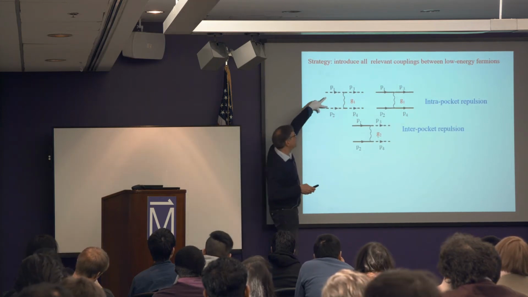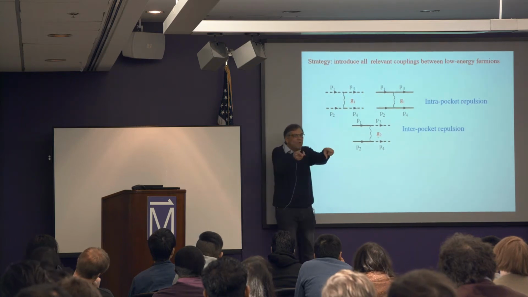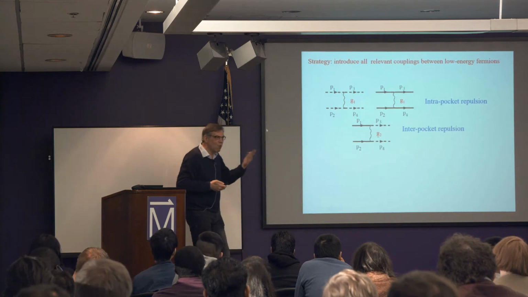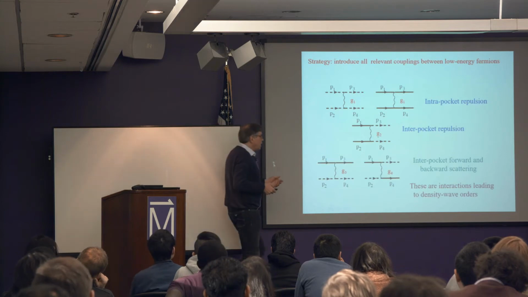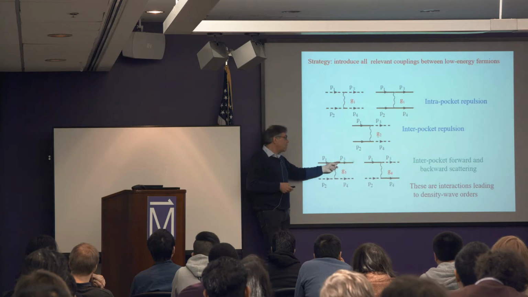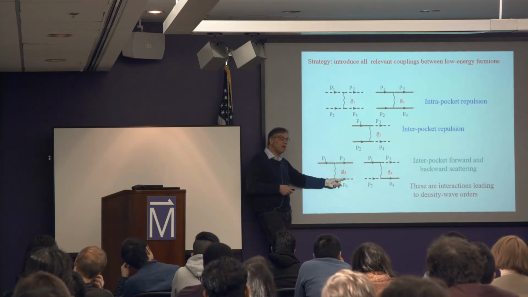Pairing means, look at these lines: two lines coming in, two lines going out. So I create two particles or I create two holes. This is exactly what the pairing order parameter, c dagger c dagger, tells me about. But I also have to include interactions which contain momentum transfer between the hole pocket and the electron pocket.